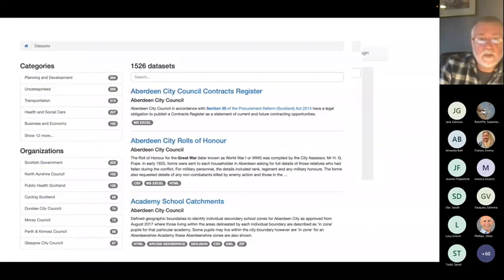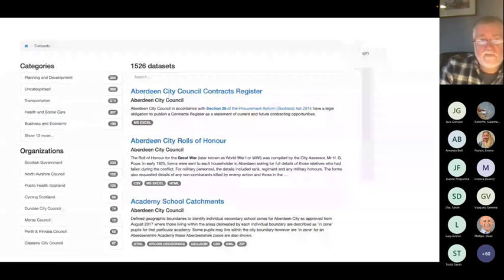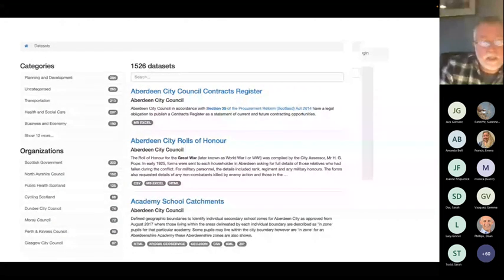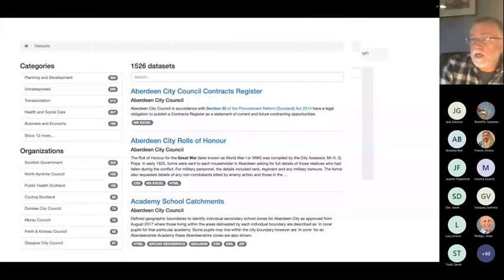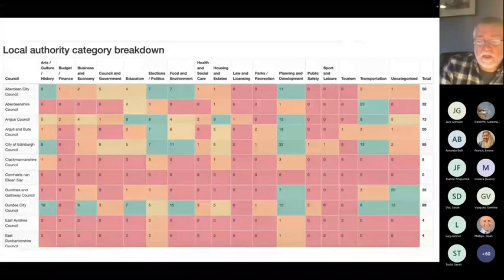You can look at the data that's been published, search for it, look at it by category or filter it by organisation. So far, in the last iteration of this, which is published each Friday when it refreshes, we're getting 1,526 datasets across these organisations. And it does some nifty things.